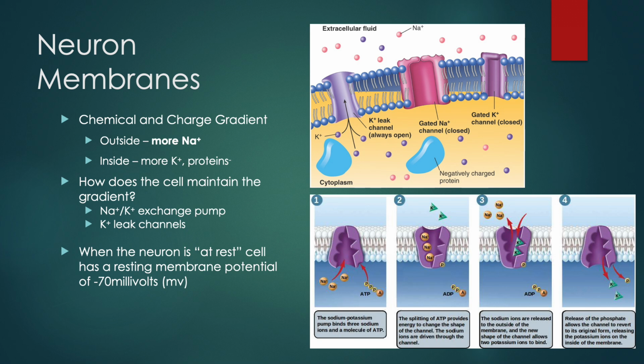And then the other thing that happens is that some of the potassium that moves in leaks out again through what are called leak channels, shown at the top. And these leak channels mean that, again, there's an excess of positive ions on the outside and negative ions on the inside. The other thing that these membranes have is what are called gated channels.